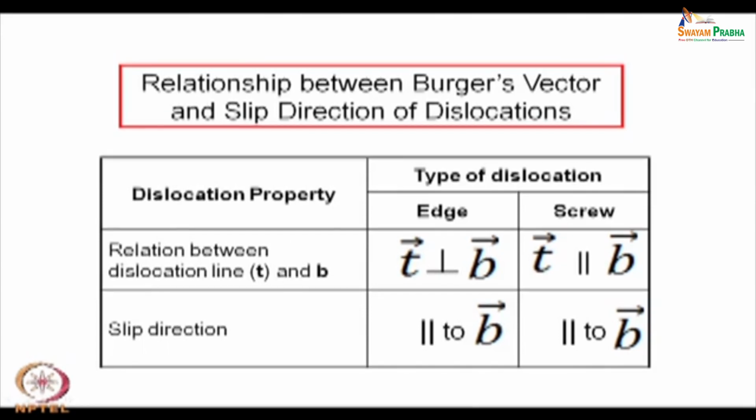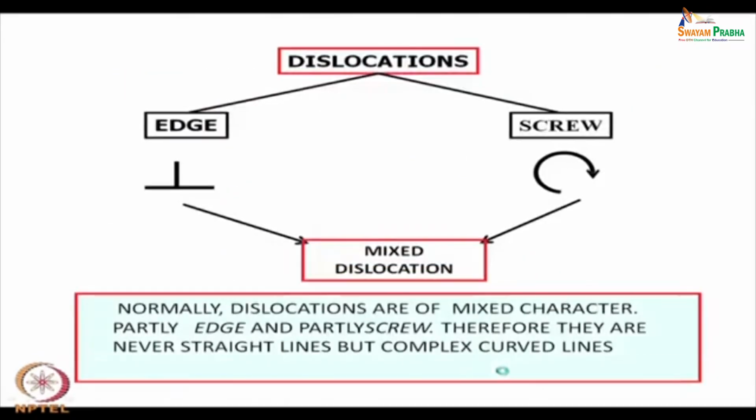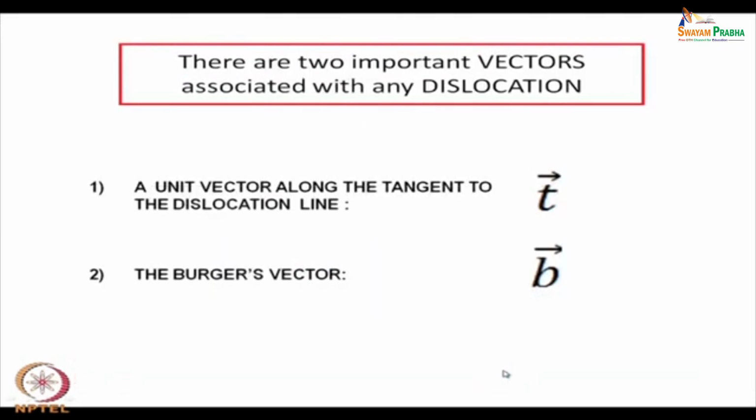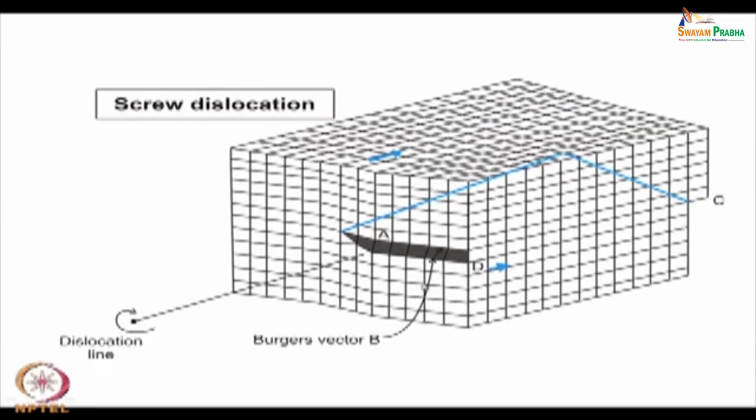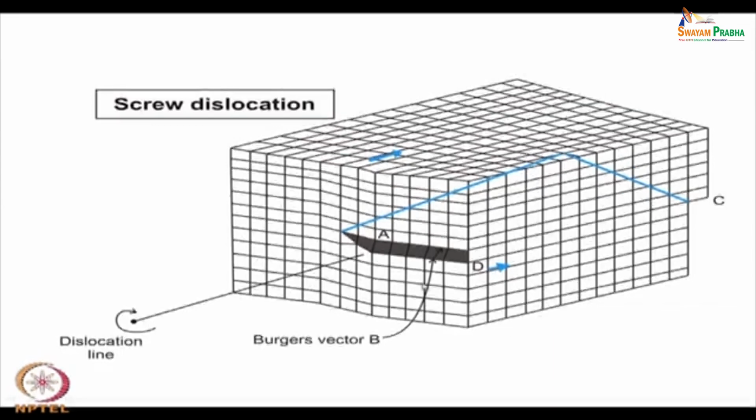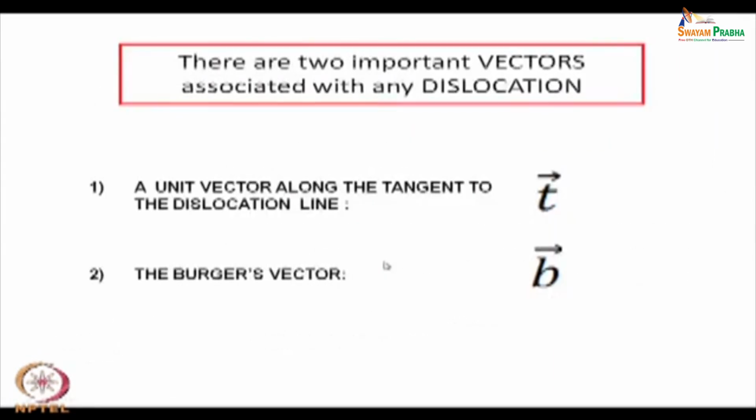It is basically an interatomic distance so far as the magnitude is concerned, but the direction can be different depending on the application of the stress or what kind of stress field is generated there. So, these are the two vectors which are important so far as the dislocation is concerned. So, there are edge dislocations and then there are screw dislocations.